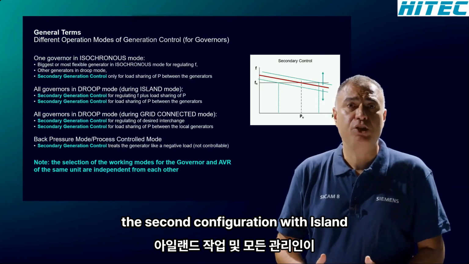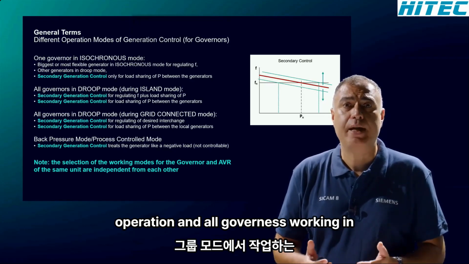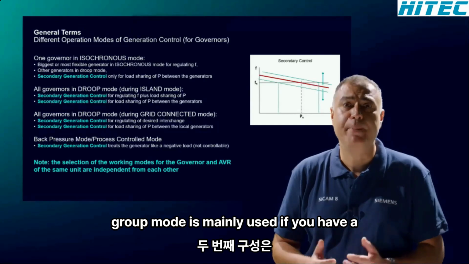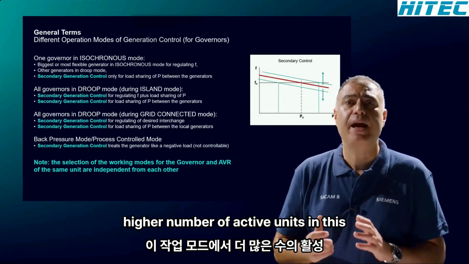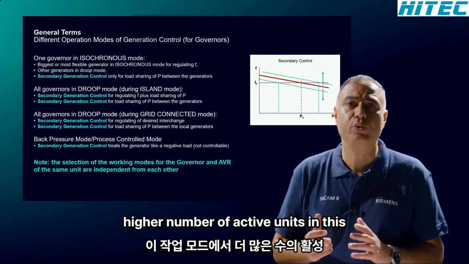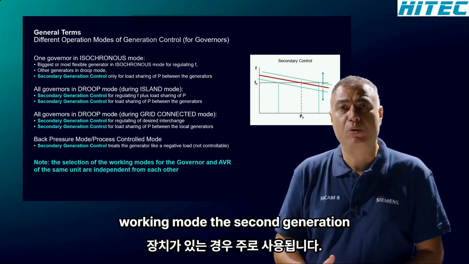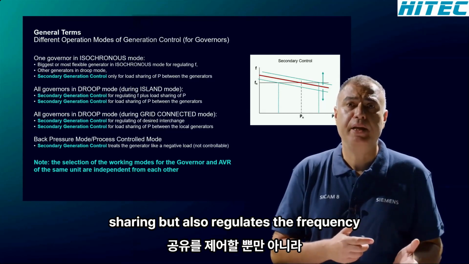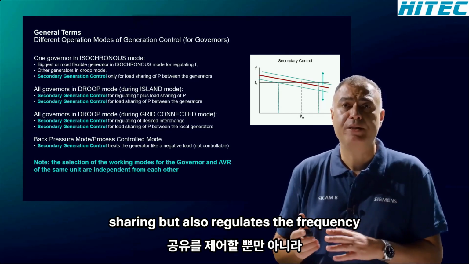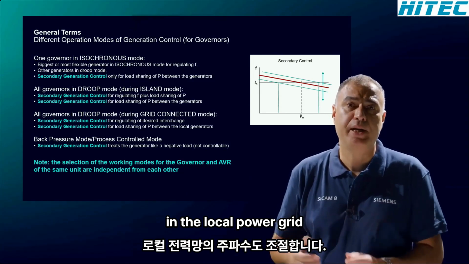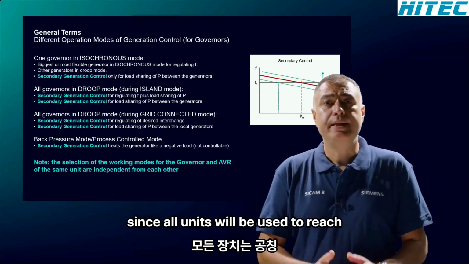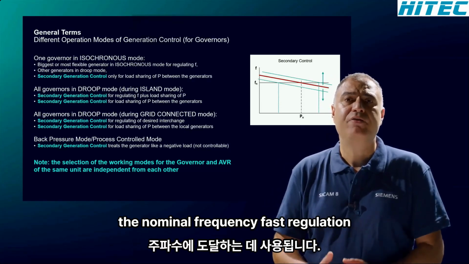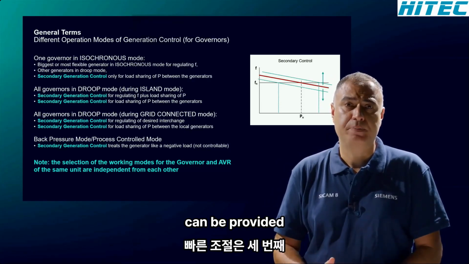The second configuration with island operation and all governors working in droop mode is mainly used if you have a higher number of active units. In this working mode, the SICAM generation control system not only controls load sharing, but also regulates the frequency in the local power grid. Since all units will be used to reach the nominal frequency, fast regulation can be provided.